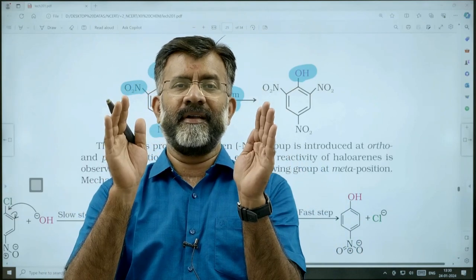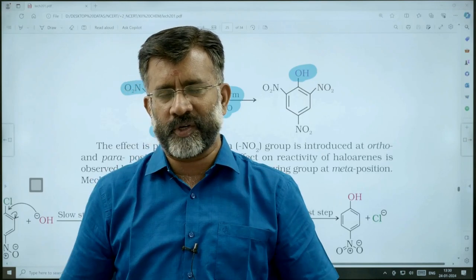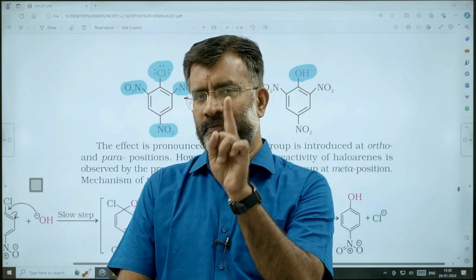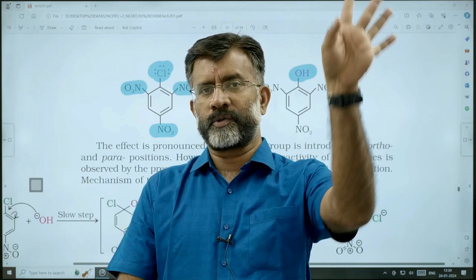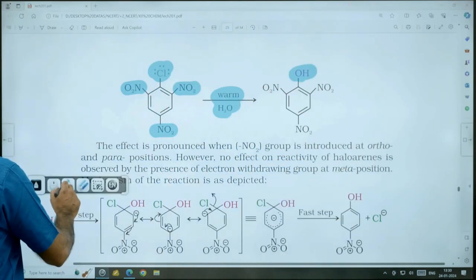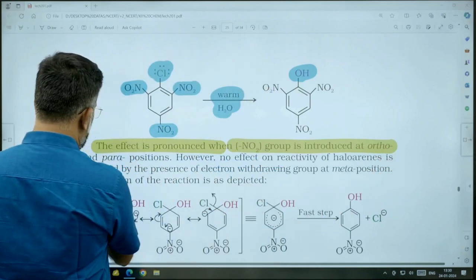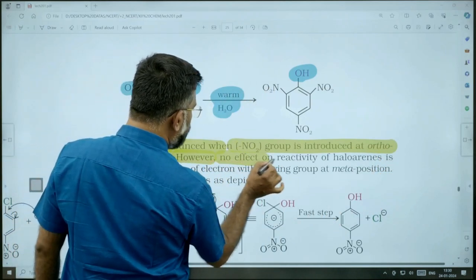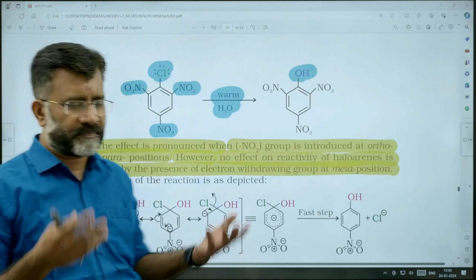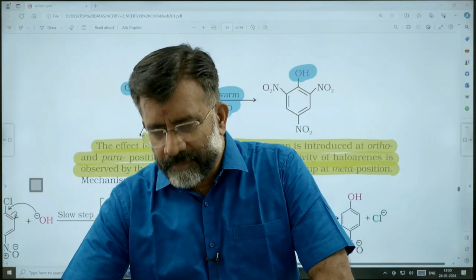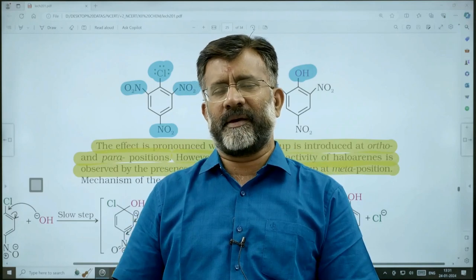Please be very careful. We are talking about SN reactivity, the reactivity of an aromatic compound towards SN reaction, and that is due to the influence of electron withdrawing groups only at ortho para position. Look at the meticulous comment made by NCERT. The effect is pronounced when the NO2 group is introduced at ortho para position. However, no effect on reactivity is observed by the presence of an electron withdrawing group at meta position. No use. If NO2 comes at meta position, no use. The effect is pronounced only at ortho para position.